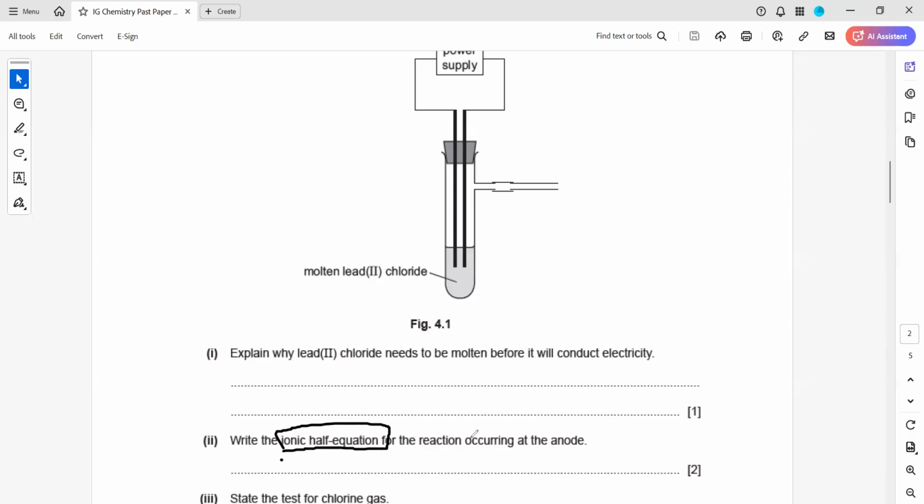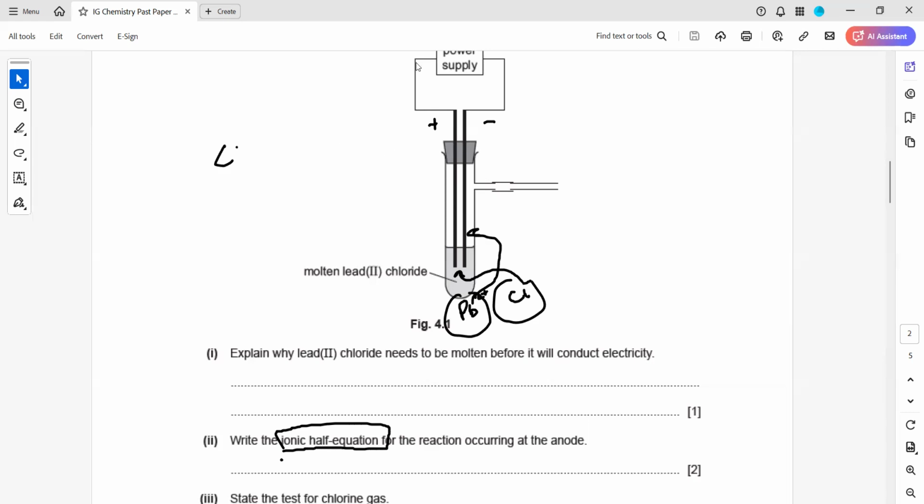So we need the ionic half equation for the reaction that occurs at the anode. The anode is the positive terminal, the cathode is the negative. And it's molten lead(II) chloride, so there is a lead ion and a chloride ion. Chloride ions are attracted towards the anode and the lead ions are attracted towards the cathode. So what is the equation?